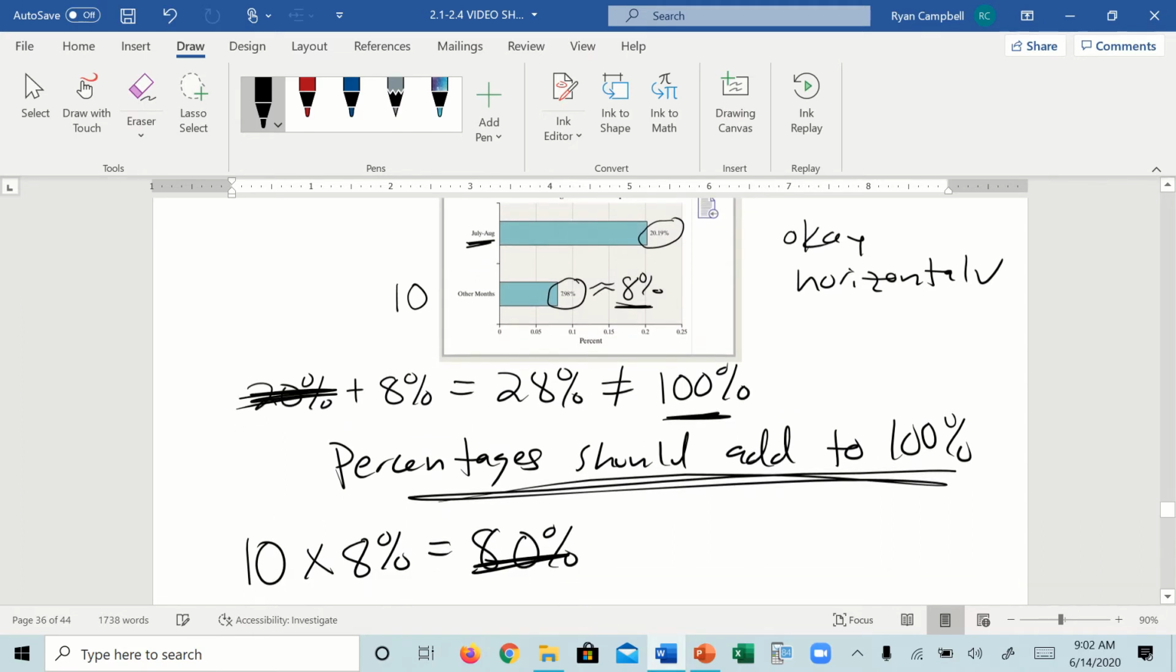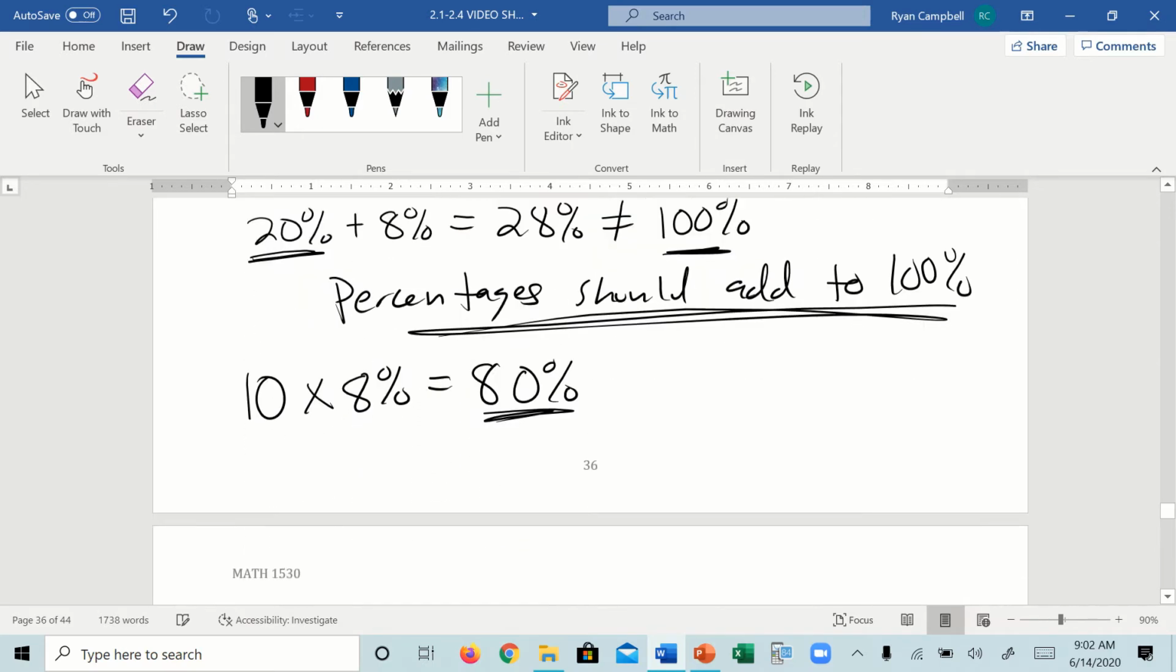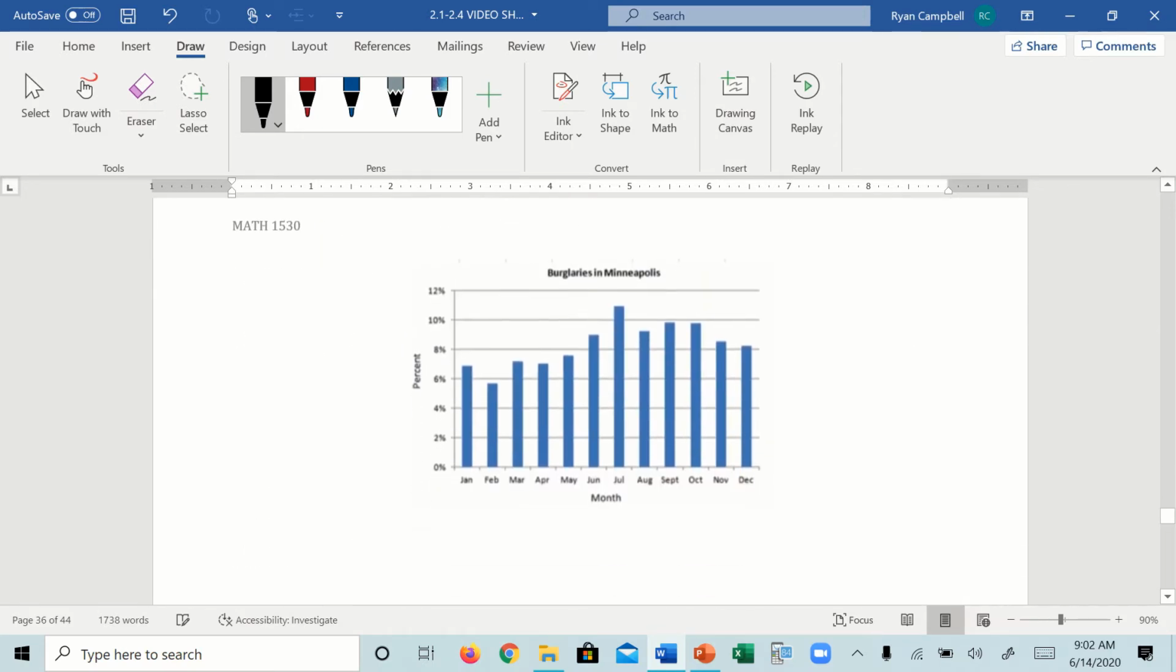They combined 2 of the months to accentuate it, I don't really know what the word is. Oh well, to highlight it. That's a good one. And then all the other ones, they just average them all together and put them as one bar. But that's terrible.